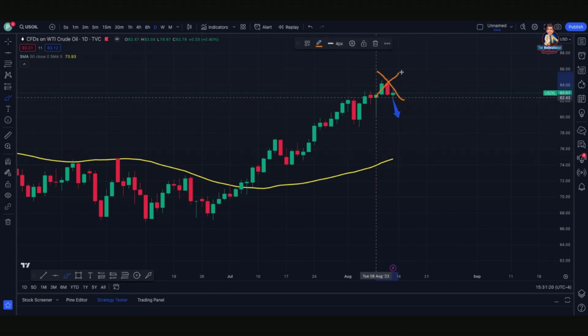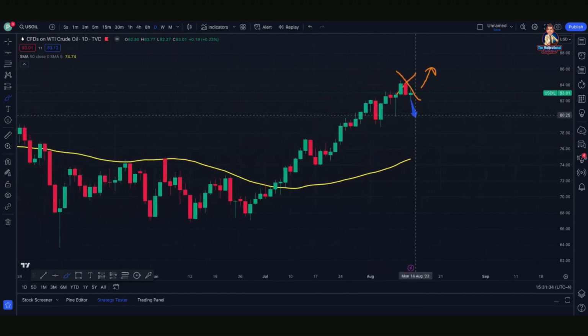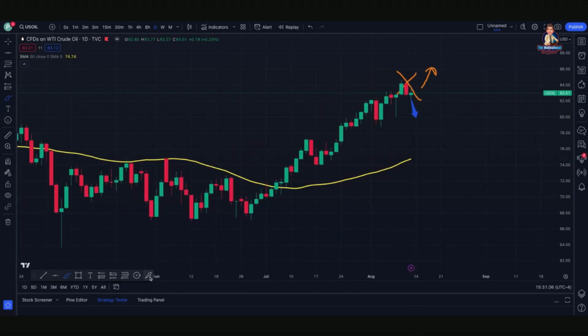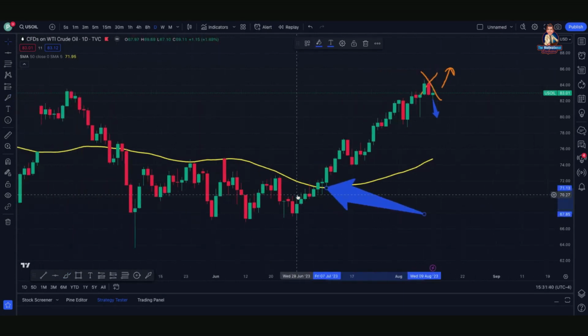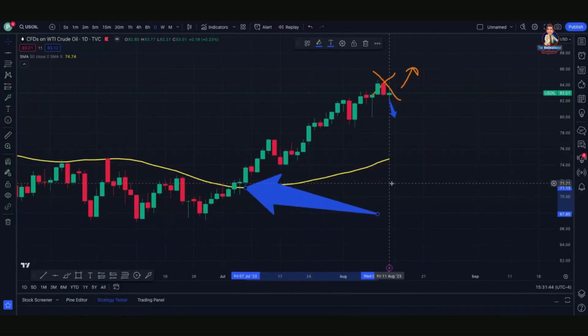You do not want to buy from this position. Look how far away we are from the 50-day moving average. You do not want to buy here. That is a no-no, right? Buying takes place on something like this when we get closer to our zones and our areas of value, which in this case is the 50-day moving average. So please do not buy crude oil up here.